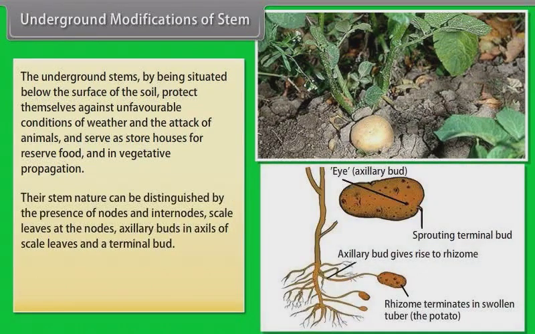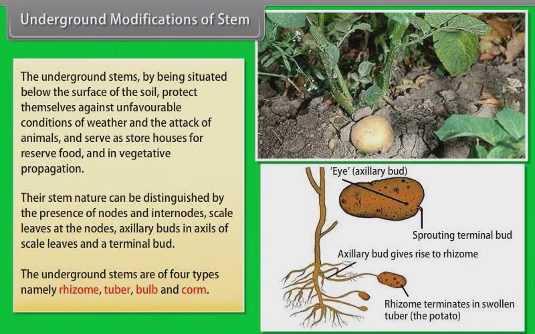Their stem nature can be distinguished by the presence of nodes and internodes, scale leaves at the nodes, axillary buds in the axils of scale leaves, and a terminal bud. The underground stems are of four types, namely rhizome, tuber, bulb, and corm.